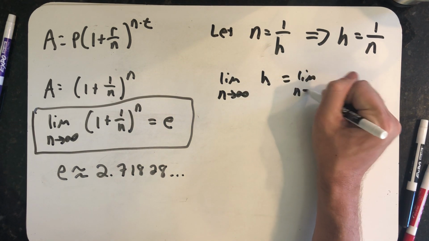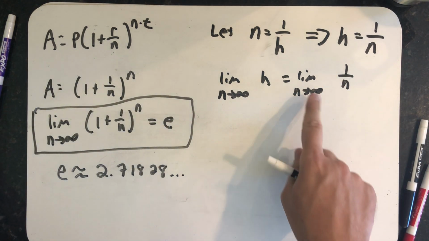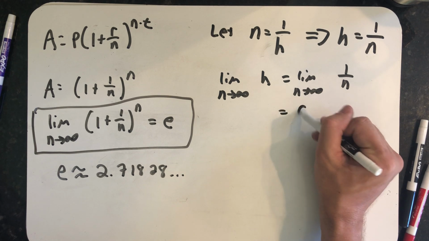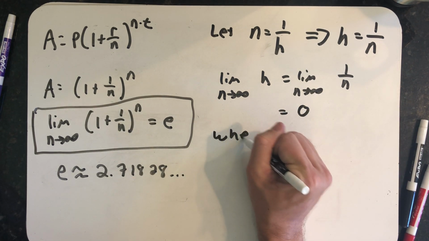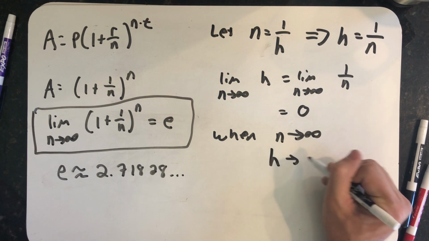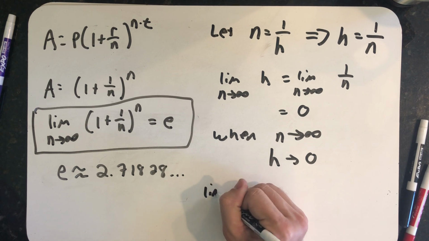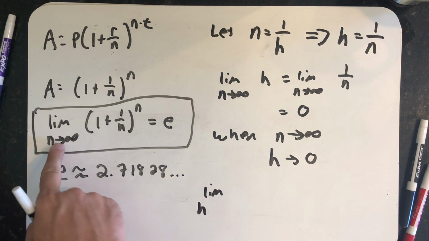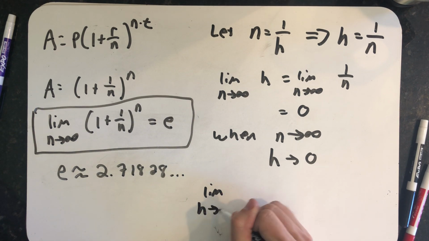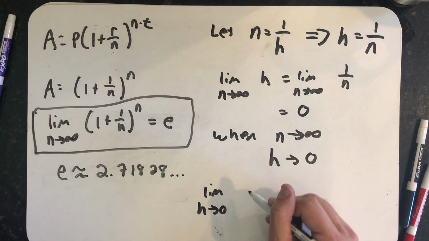Well, h is the reciprocal of n. If n goes to infinity, the bottom of this fraction is going to infinity. The top's always 1, so that's going to 0. So when n goes to infinity, h tends towards 0. So I can rewrite that limit, instead of as n goes to infinity, as h goes to 0, just by replacing n with 1 over h.